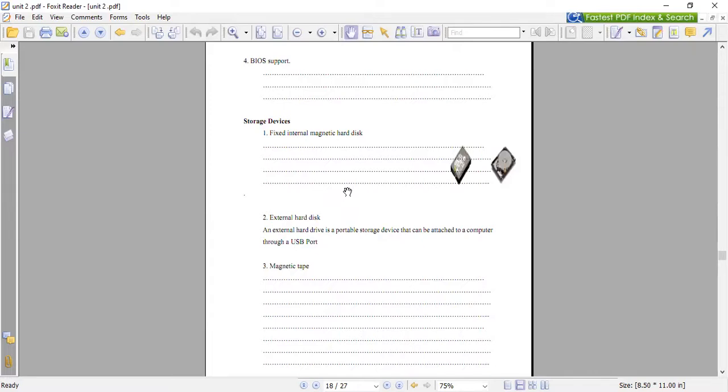Okay, storage devices means the devices that we can use to store data. It can be either permanent storage or temporary storage, right?